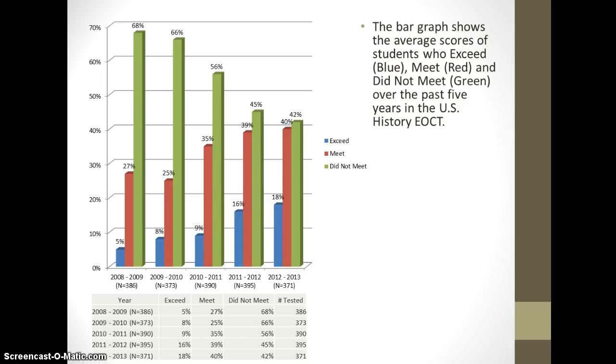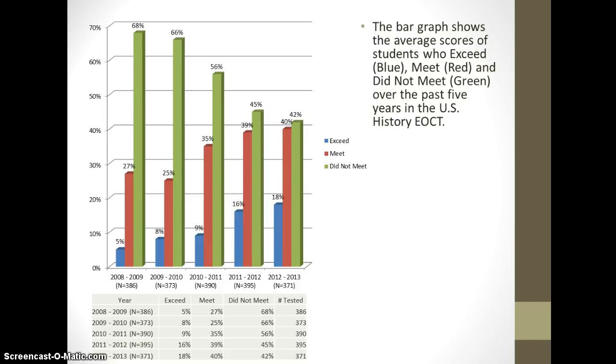Right now we're looking at a bar graph of the overall scores for the past 5 years of U.S. history EOCTs. First looking at is the exceed, which will be the blue, the meet, which is the red, and the did not meet, which is the green. Looking at this data, there are a lot of positives to take away from the bar graphs. When looking at the graphs themselves, though, the one that draws the most attention is the green, just because it's the highest percentage, even though that is the did not meet.